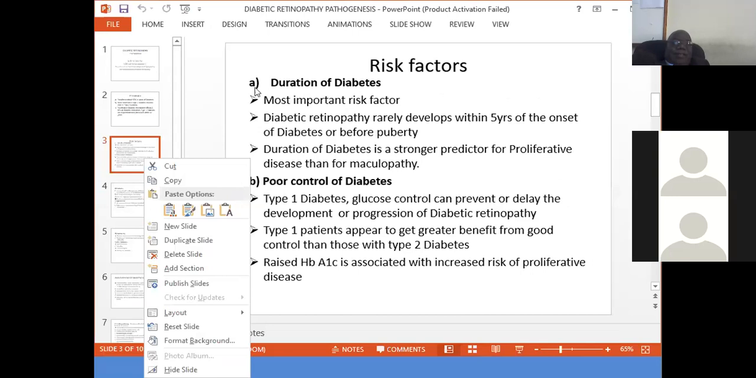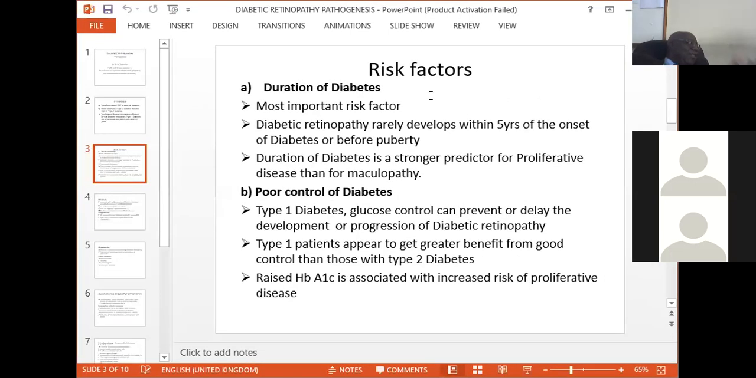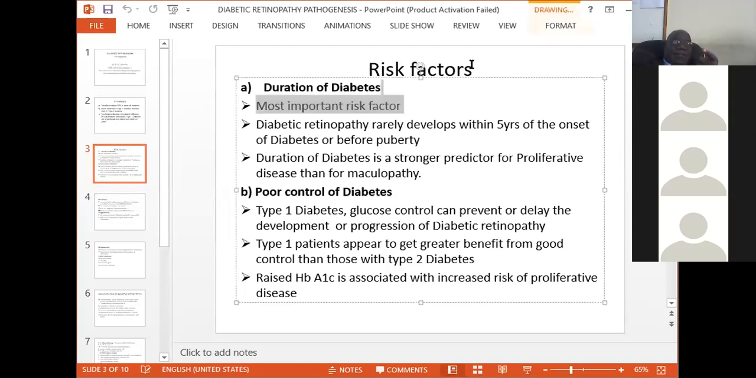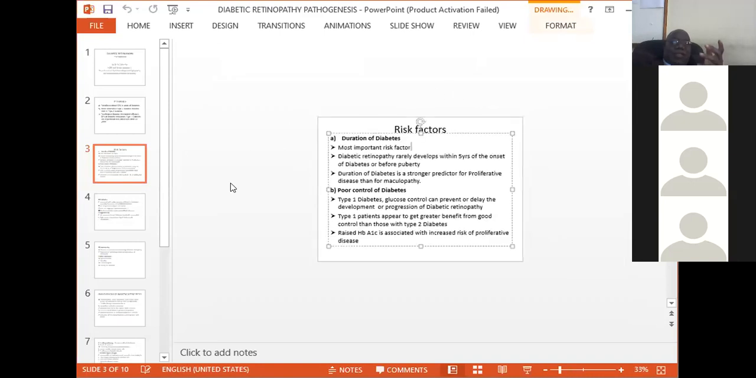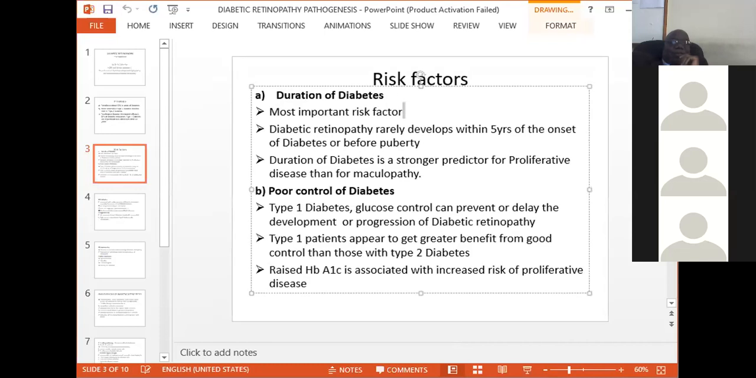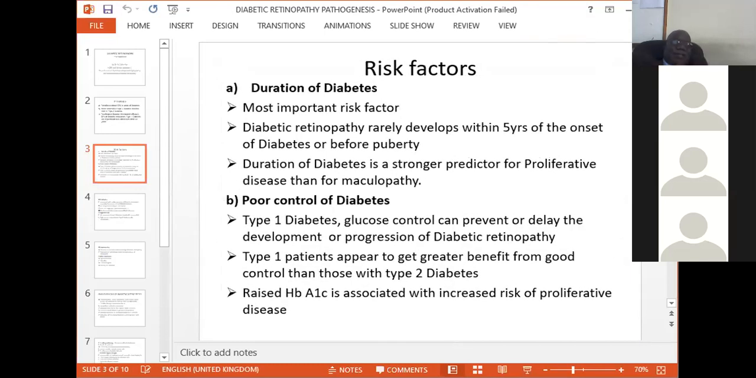Risk factors. The duration of diabetes is an important factor here, the most important risk factor. The longer you stay with diabetes, especially uncontrolled diabetes, the higher the chances that you are going to have diabetic retinopathy. If you are casual about it, just know that eventually you will end up with diabetic retinopathy. Patients should be advised accordingly.